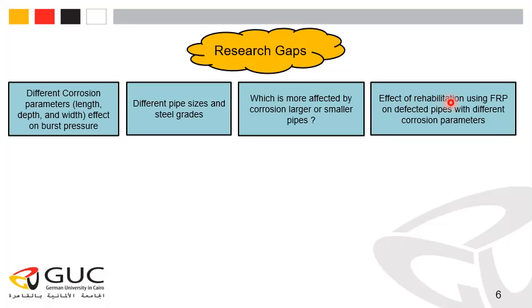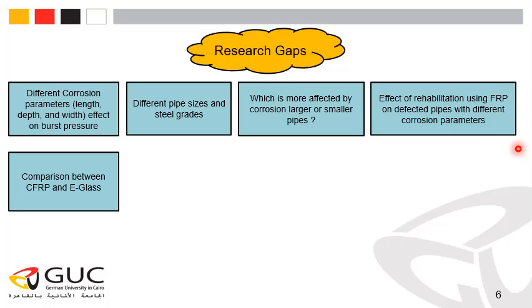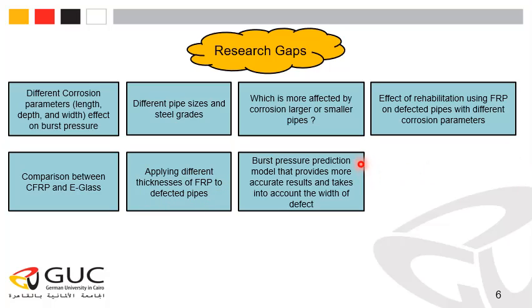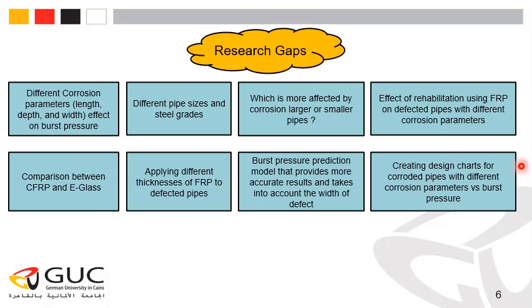The effect of rehabilitation using FRP on defective pipes with different corrosion parameters. The comparison between two fiber reinforced polymers, the carbon fiber and the E-glass fiber. Applying different thicknesses of FRP to defective pipes. Burst pressure prediction models that take into account the width of the defect and provide more accurate results. Finally, creating design charts for corroded pipes with different corrosion parameters against the burst pressure of pipes.